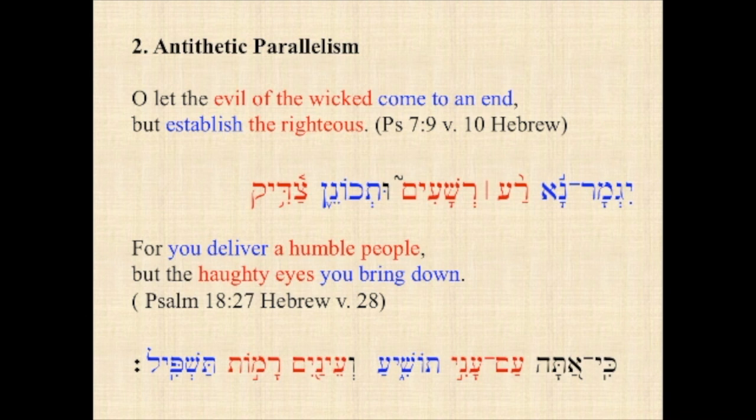Another category that Lowth recognized was what he called antithetic parallelism. That is where, in successive lines, things are contrasted, or the opposite is said, and yet they bear a very close relationship to one another in the successive lines. So in Psalm 7:10 in Hebrew, "Oh, let the evil of the wicked" is contrasted with the righteous. "Come to an end" is contrasted with establish, or begin or start something. So a contrast is being made, and yet there is a close relationship with the pattern of the verse of the cola.